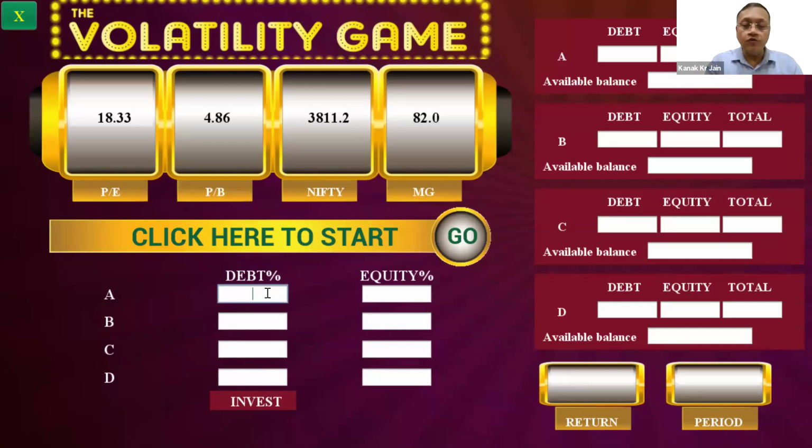Let's say some of you think that we should be 50-50 in this particular situation. Some of you think one team thinks it's 100% into debt. Some people think 100% into equity. And let's say if this is the situation, some people think, no, it should be 90% into equity.